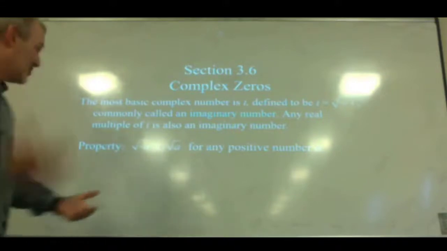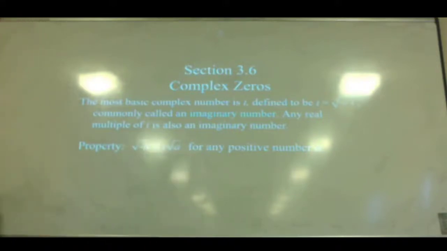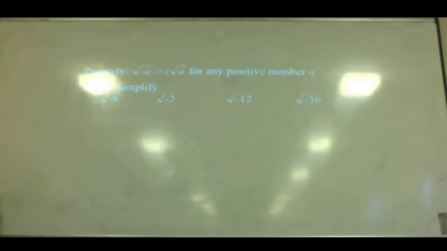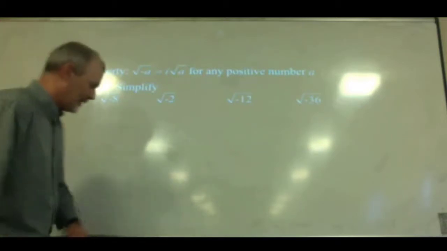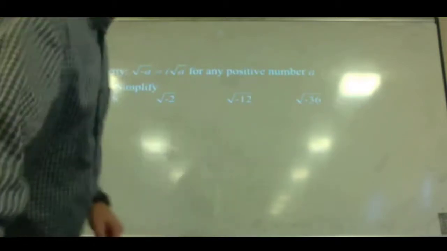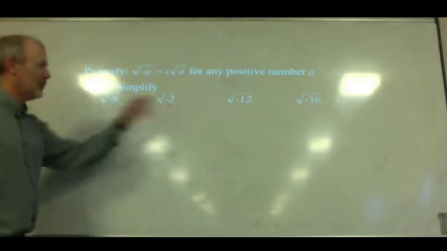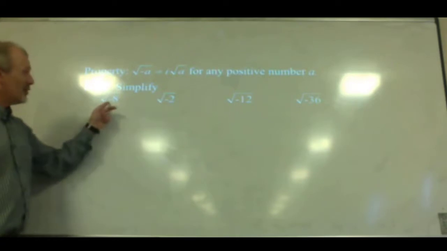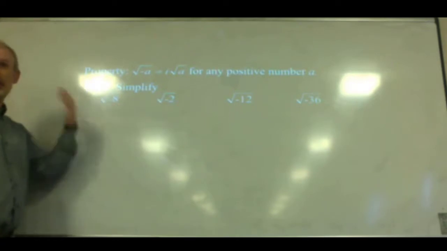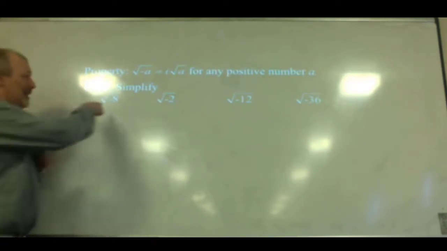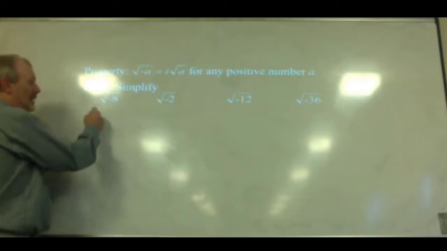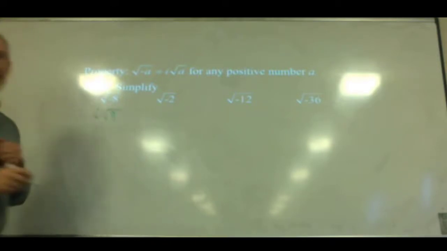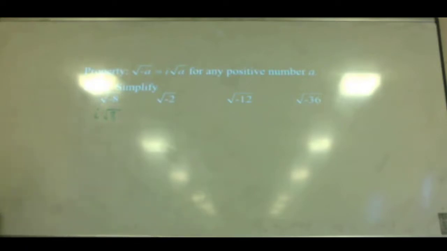So you'll notice on your sheet, we've got some examples here to try and help us with this property. Okay, so the first thing that we want to do, and we've got 4 different numbers here. Notice they all have negatives in them. But the first thing we want to do when we see a negative in here is we want to take it out. So when we take out that negative, we have to write down that, hey, this is an imaginary number. So we have I, and then we have the square root of 8. The 8 is left inside.